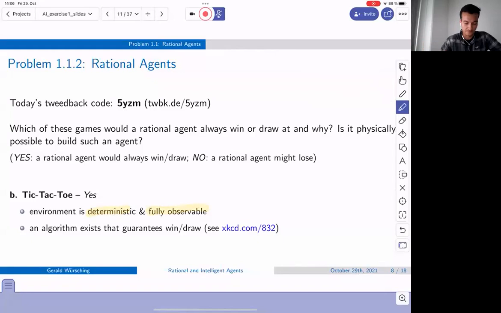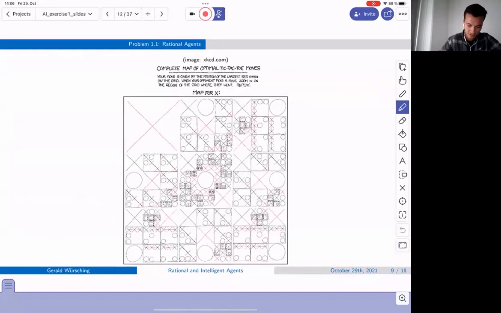And the second thing is that for tic-tac-toe especially, there is an algorithm that guarantees a win or draw. So this algorithm exists already. It's not too complicated, and a rational agent would just do something pretty simple. It would implement exactly this algorithm, which is also given here in this link. So you can check out the algorithm here. I think I also have a slide for this. Let me check. Yes, exactly.